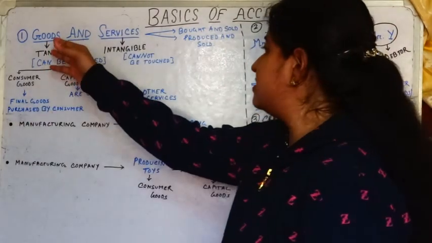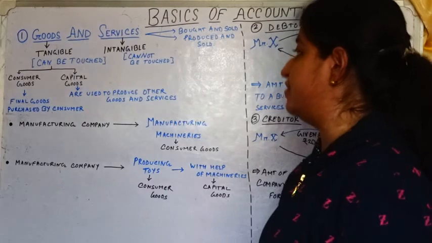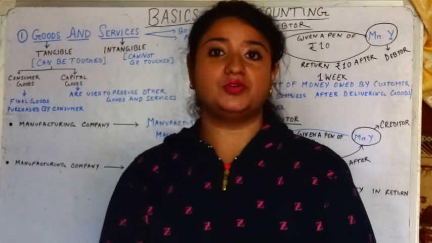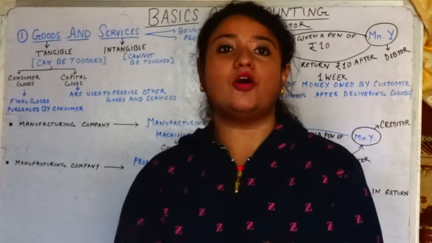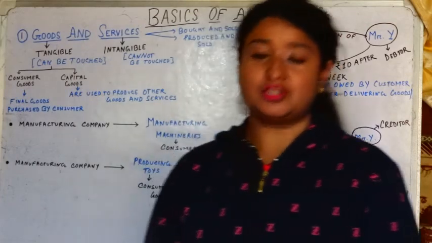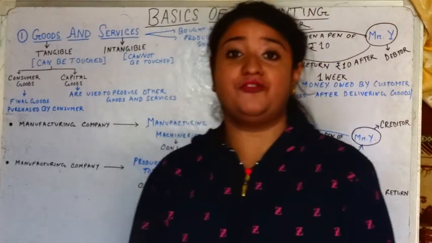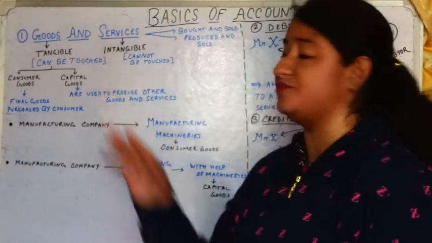Here you can see that it is written goods and services. So what is goods and services? It's like an ornament of a business. So for that you have to understand very carefully what is goods and services.